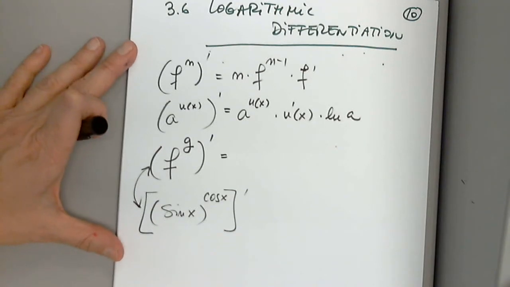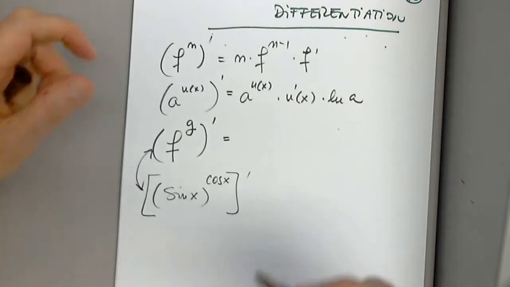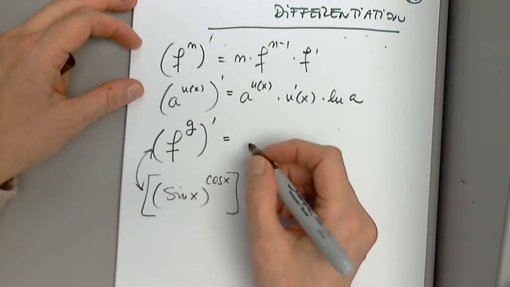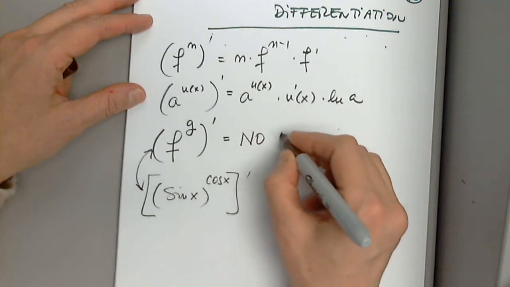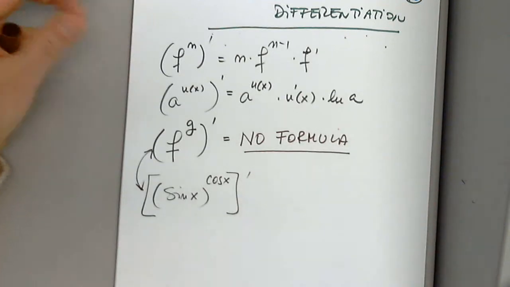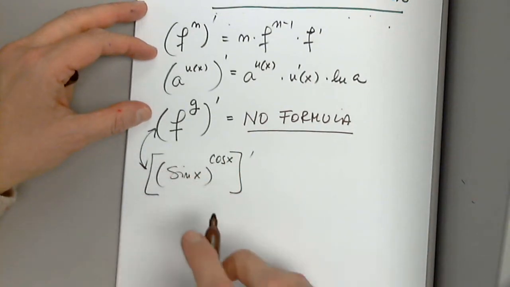What do you think? Just a wild guess. I know it will be wild. What do you think? Just any idea. It doesn't exist. There is no formula for this. So then how do we differentiate? Here's how we differentiate. So let's look at this example.